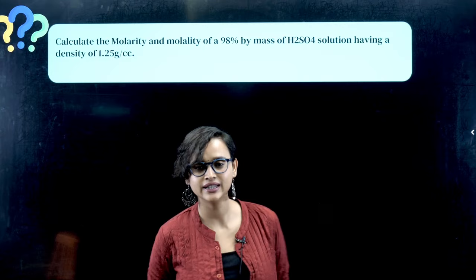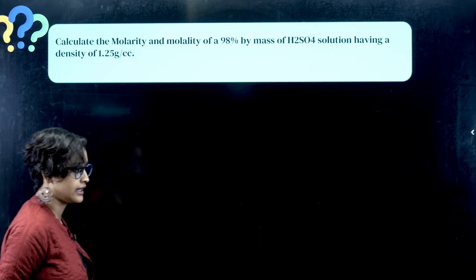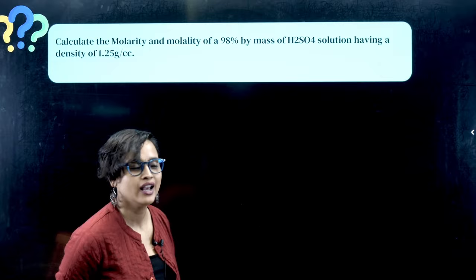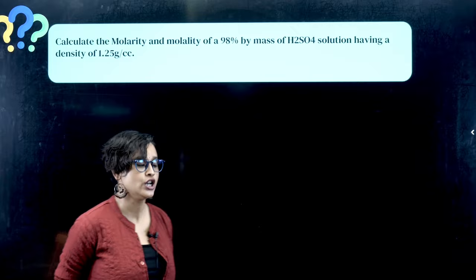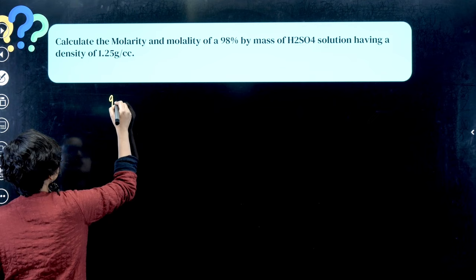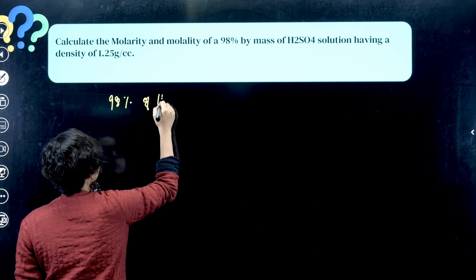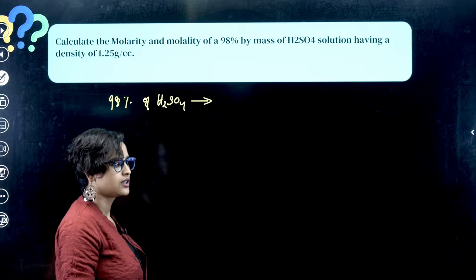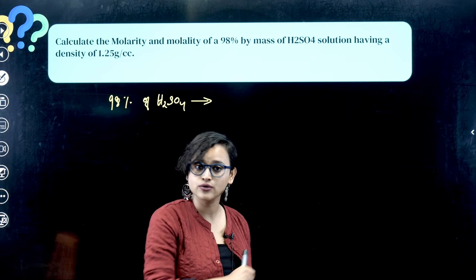Shall we do it then? Okay. So what is given? Calculate the molarity as well as the molality. If you do this, I promise you that you will be able to solve pretty much everything. 98% by mass of H2SO4. What does that mean? That means that in 100 gram of solution, 98 gram of H2SO4 is present.